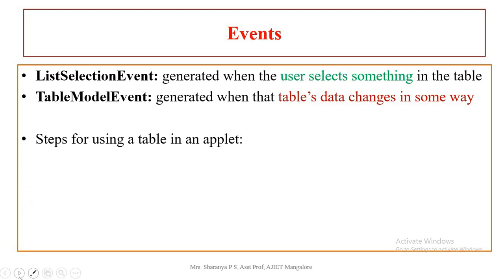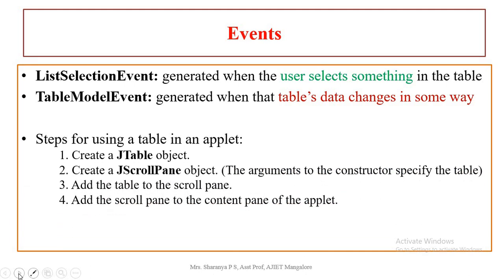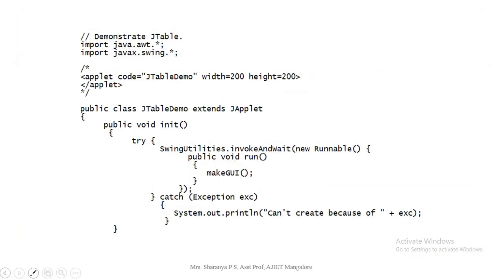Here are the steps that we need to follow when we create the table. First, we have to use the JTable. Then, if the table content is very large, we can embed the scroll pane. So we will create the scroll pane object, and then we will add this table to the scroll pane so that the table will be present inside the scroll pane. Next, we will add the scroll pane to the content pane of the applet or the swing we have created.